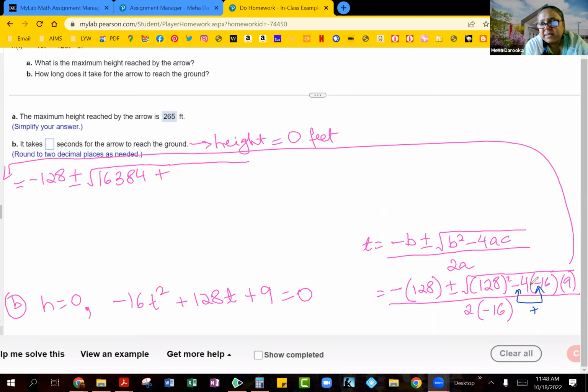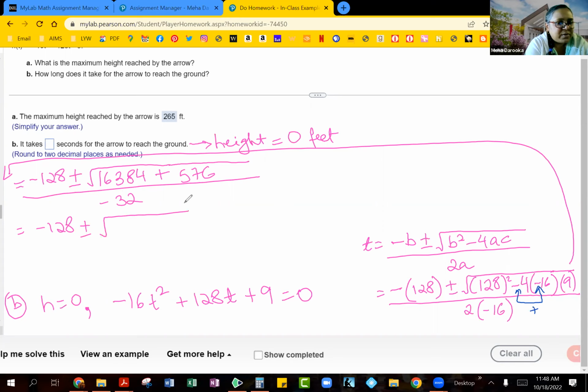So just go ahead and multiply the 4 times 16 times 9. The negative and negative will become positive, and so you will end up getting 576 from that. And then, of course, on the denominator where you have 2 times negative 16, that will become negative 32. So now you have negative 128 on the outside.